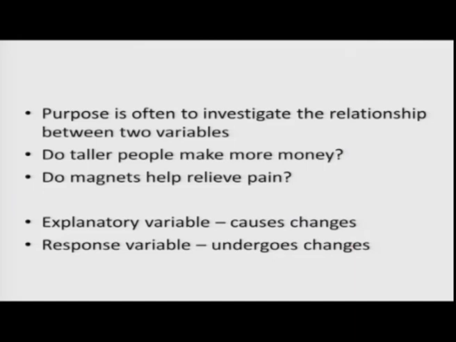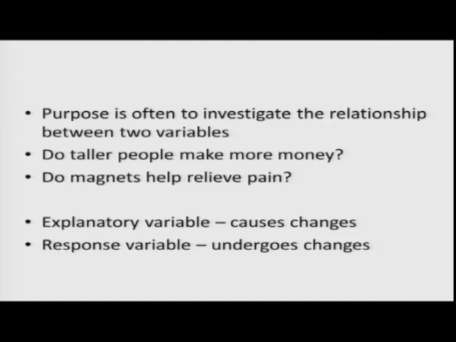Here usually your purpose is often to investigate the relationship between two variables. So, some questions like, do taller people make more money? The variables here are a person's height and the money they make. The second example: do magnets help relieve pain? Magnets, or using magnets, is one variable, and pain relief is another variable. So, what is the relationship between these two variables? That is what you observe.